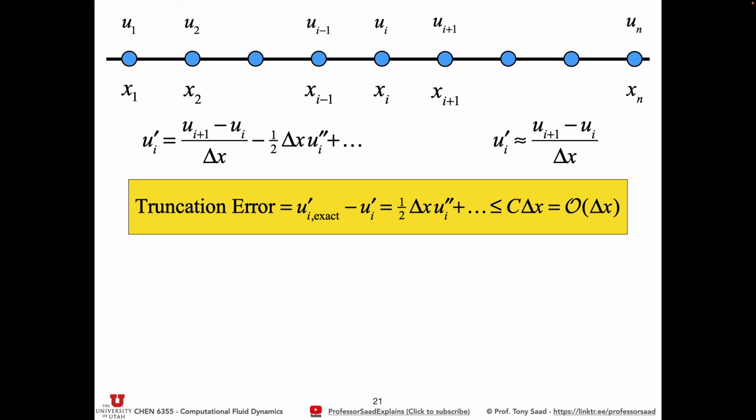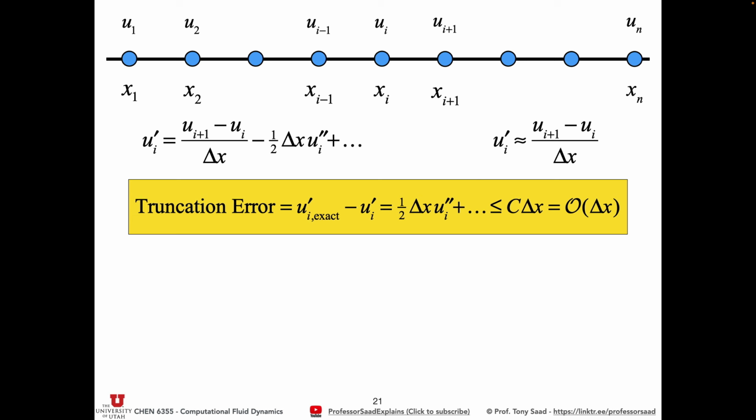In this case, it's technically defined as the exact value minus the approximated value, right? So you get all of those terms. So u prime exact minus u prime i gives you all of those terms, right? All of those terms. That's the truncation error.